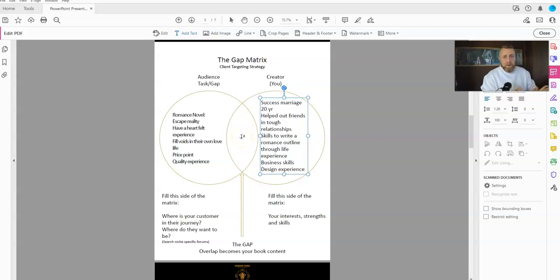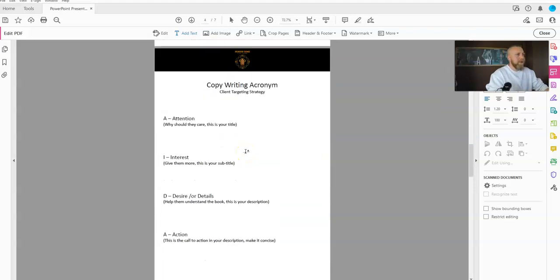out and actually just scribble all over it, right? And then you can go ahead and do it on a computer later on once you've got everything down pat, because it's going to take trial and error, just like anything in business, to get this right, okay? So then you can actually type out in the center what your overlap is. And this overlap will become the content for your book, right? So this is essentially how we plan out what our customer wants, what we can offer, and what our book content will become. Our book content is the overlap, the gap, all right? Okay, so let's move on to the next one.